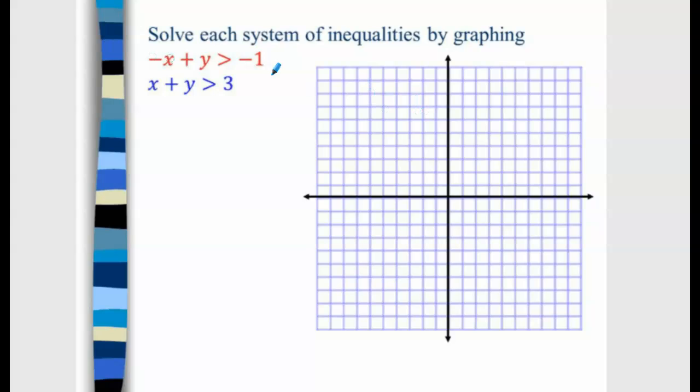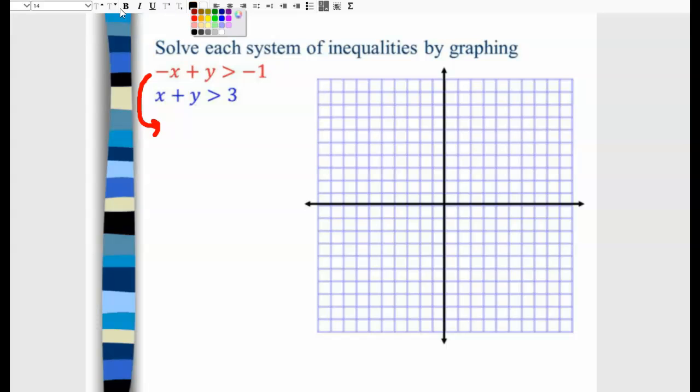So here in example 1, we have negative x plus y greater than negative 1. So what we would do is take that equation and rewrite it in y equals mx plus b form. So we're going to add x to both sides. So that would give y greater than x minus 1.